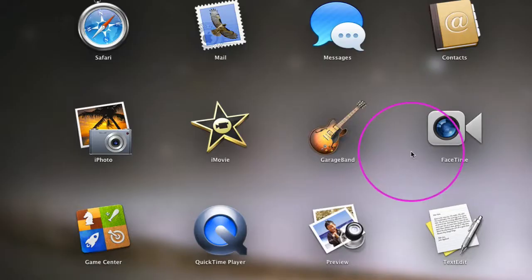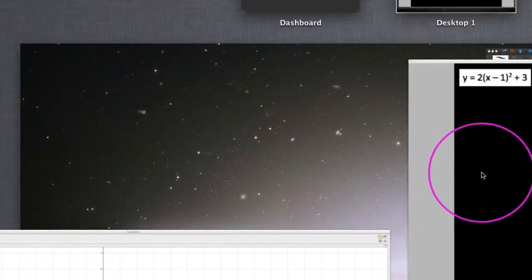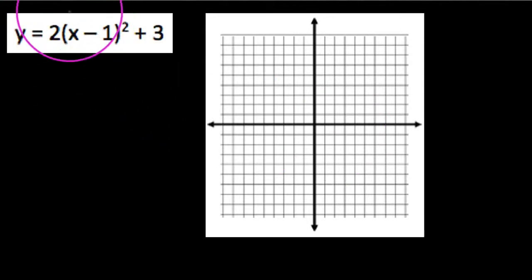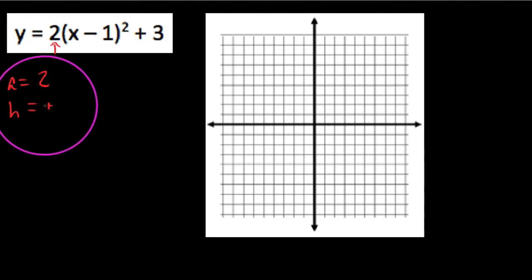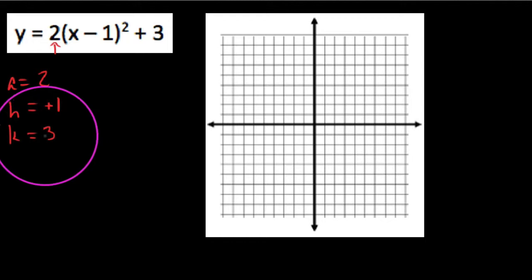Cool. Okay, so let's try another one here very, very briefly. We say, how about the graph of y equals 2 times the quantity x minus 1 squared plus 3. So we say start with this. A is 2. This is our A value here. H value. Now it looks like -1, but we know better. We say it's +1, plus 1. Our K value is plus 3.